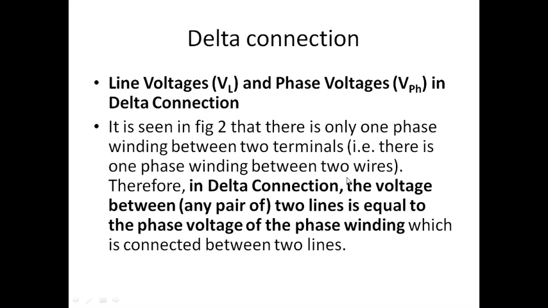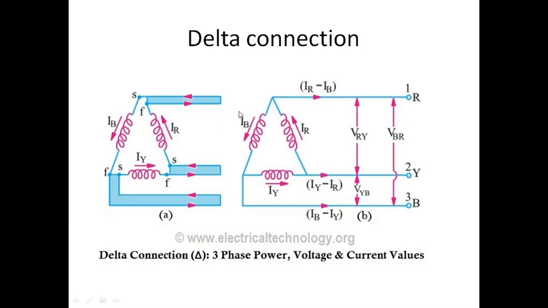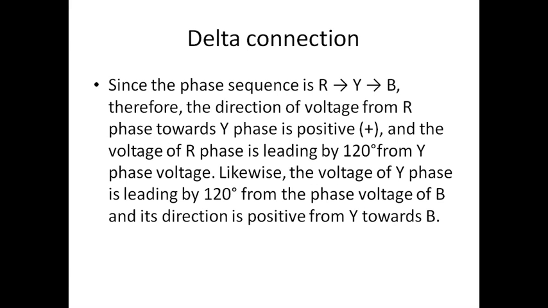Between two wires, I am taking one phase winding, as given in this diagram. Only one phase voltage will be there between these terminals. There are only two terminals, but the phase voltage is only one. Across this we take the output. The sequence will be R, Y and B. Therefore the direction of voltage from R phase towards Y phase is positive, and the R phase voltage is leading by 120 degrees from Y.